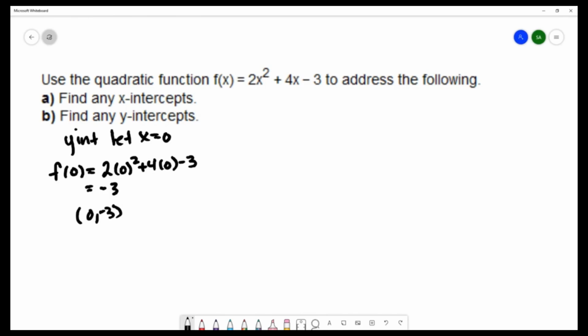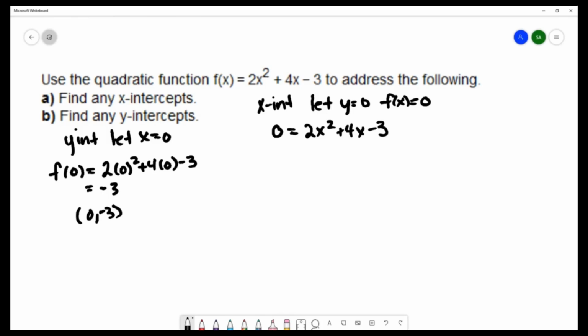Now let's find the x-intercepts. To find x-intercepts, you let y equal 0. Now we don't have a y in our equation, but we know with function notation that f of x represents y. So f of x is the same thing as y, so we're going to set f of x equals 0. So that gives 0 equals 2x squared plus 4x minus 3.